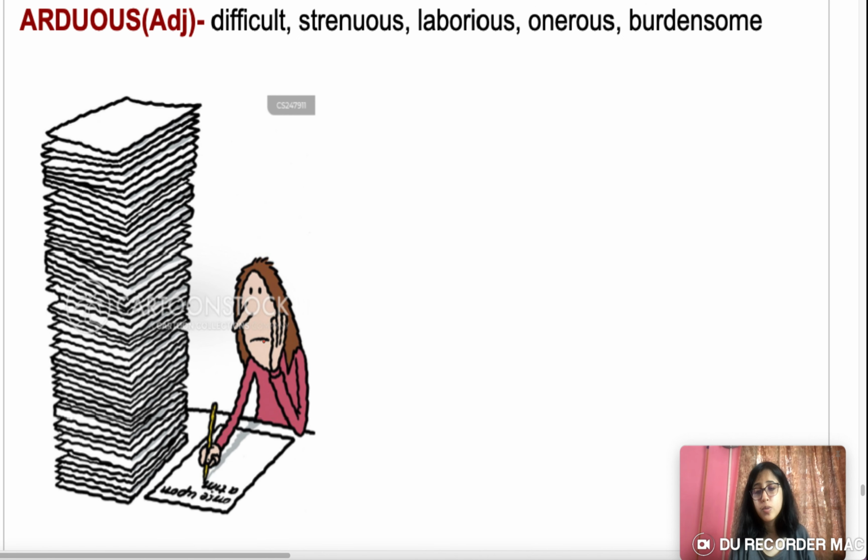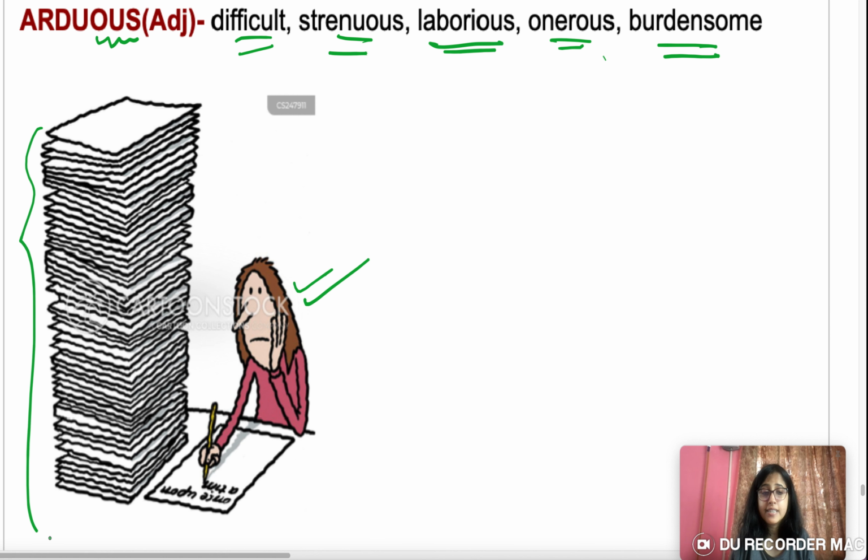Okay. Next, arduous. Arduous ends in O-U-S. So this is an adjective. And arduous means something that is very difficult. Something that requires a lot of labor, a lot of hard work, that is laborious. Something that is strenuous, something that is onerous, something that is burdensome. Look at this woman. This woman has to complete so many assignments.